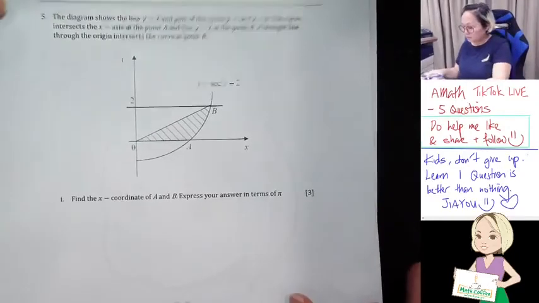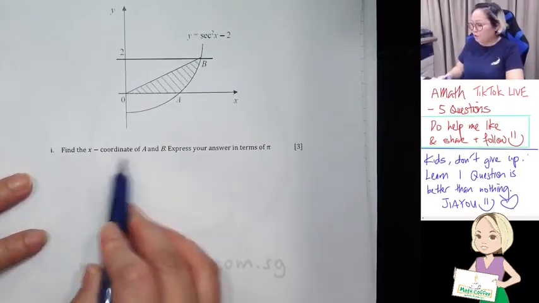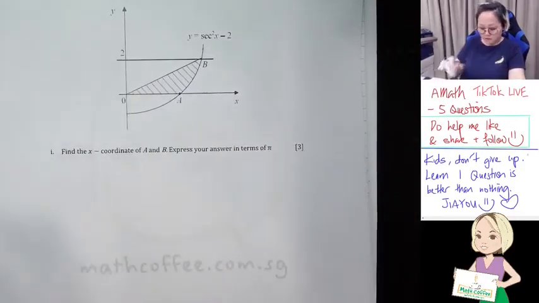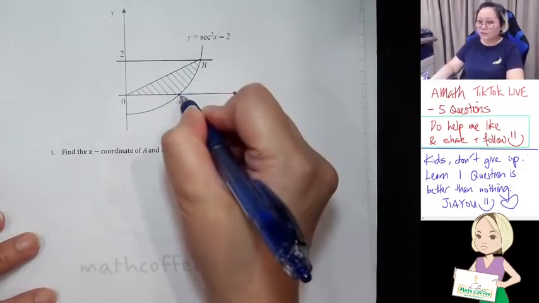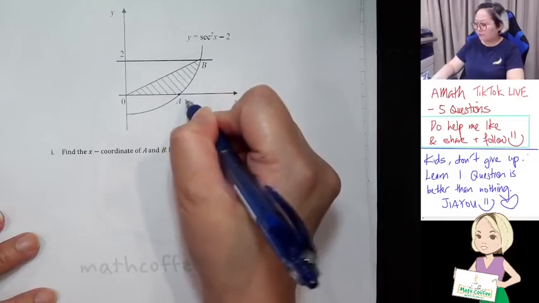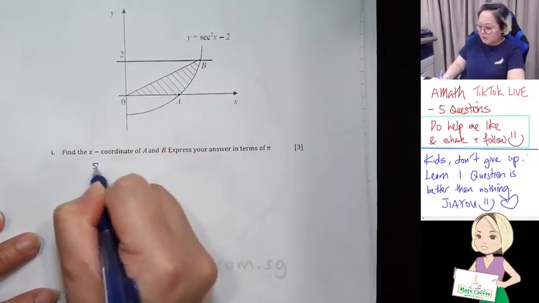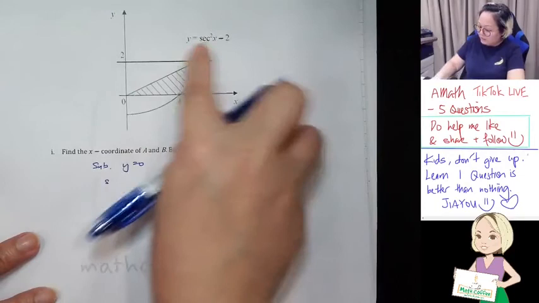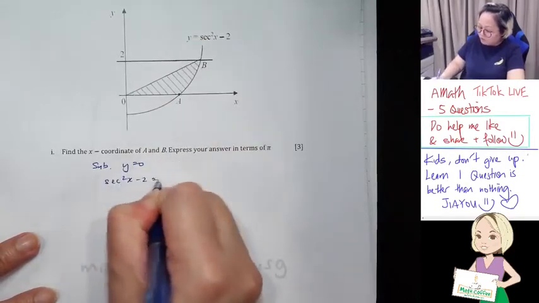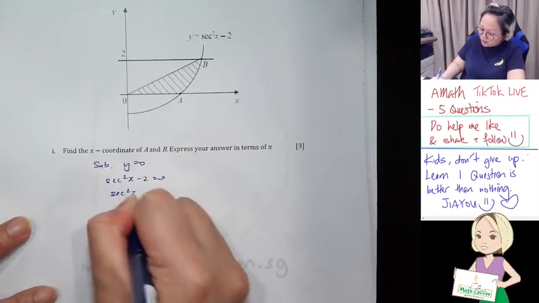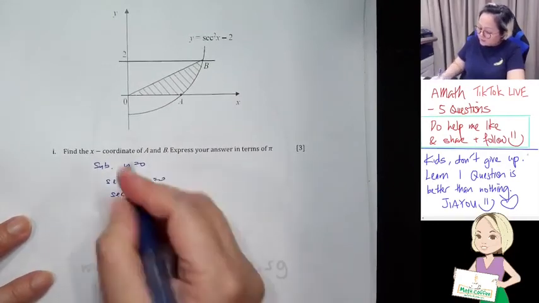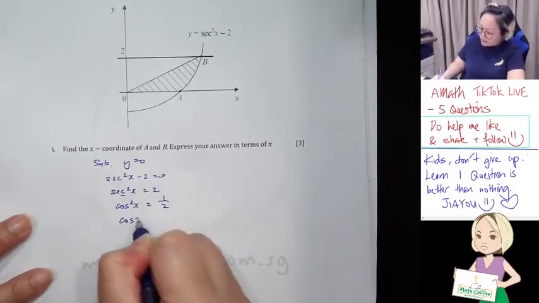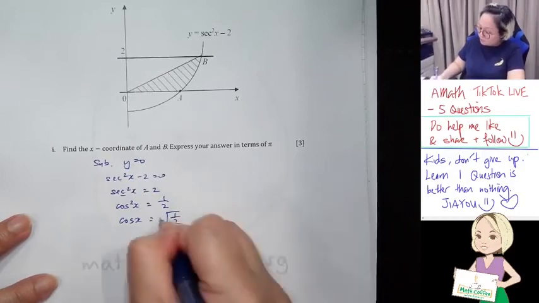Okay. Part 1 asks to find the x coordinate of A and B. So let's take a look here. For point A, because it's on the x-axis, we know y equals 0, correct? So I will start here, sub y equals 0. I will have secant square x minus 2 equals 0, so secant square x equals 2. Third letter is C, so cosine square x is equal to half. So my cosine x is equal to square root half with a plus minus.